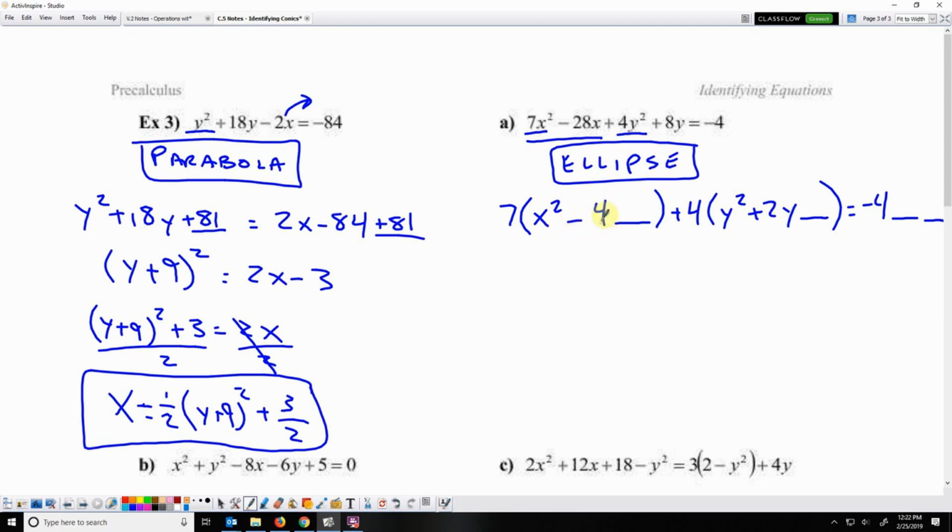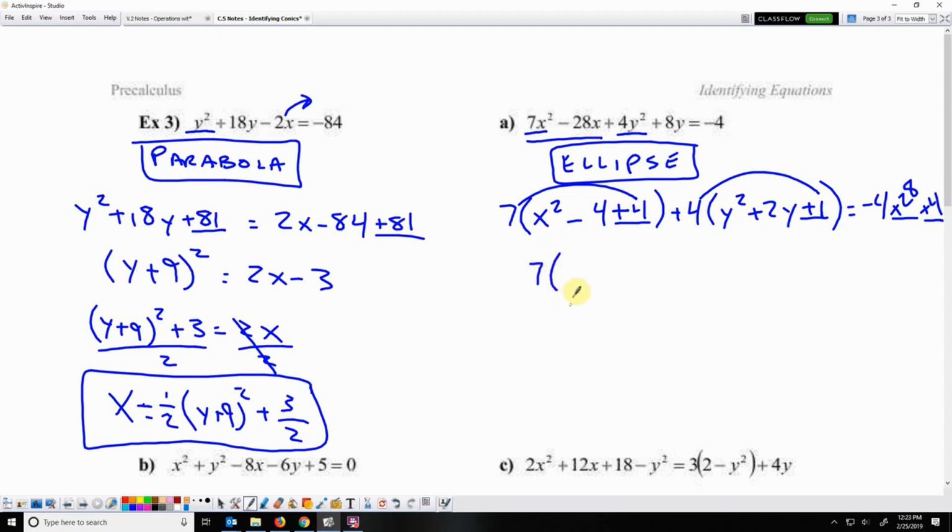Okay, so half of negative 4 is negative 2. Squared is 4. So I'm adding 4 in this blank. However, I didn't just add 4 to this side. I added 7 times 4. So here I need plus 28. Half of b here is 1. Squared is 1. I didn't just add 1, though. I added 4 times 1, so plus 4.